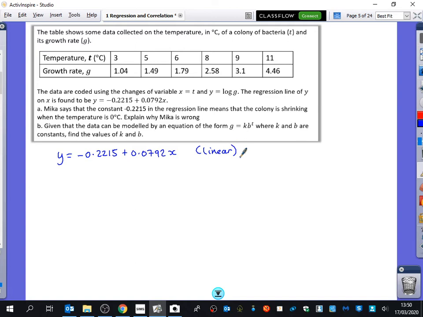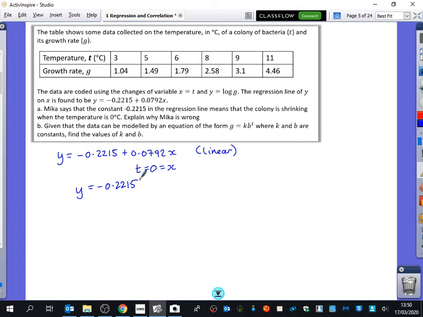Mika says that the constant minus 0.2215 in the regression line means that the colony is shrinking when the temperature is 0 degrees. Explain why Mika is wrong. So if the temperature is 0 degrees and the temperature is T, we're saying that the temperature is zero, which means that x is zero. So that tells me that y is minus 0.2215, which makes us think, oh, y, that's to do with the growth rate, that must be a negative growth rate. Is that true though? Why not?